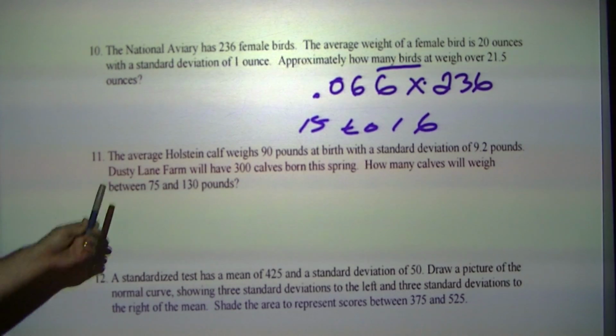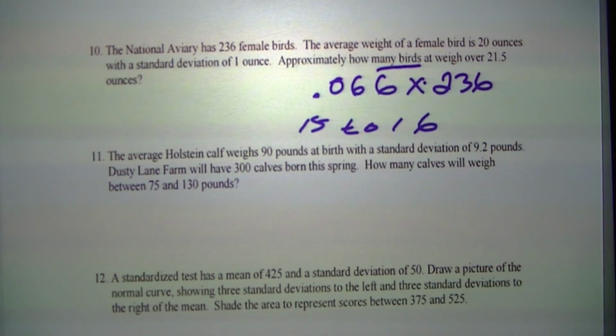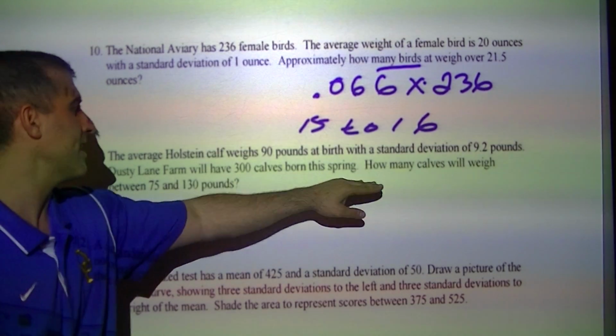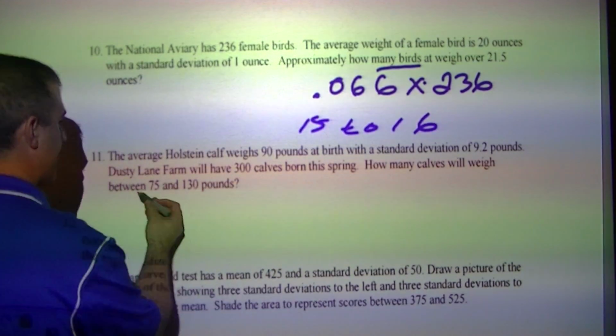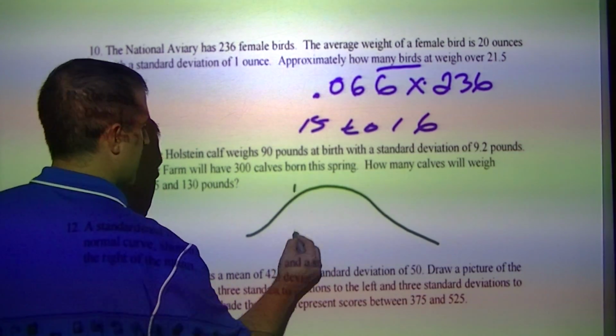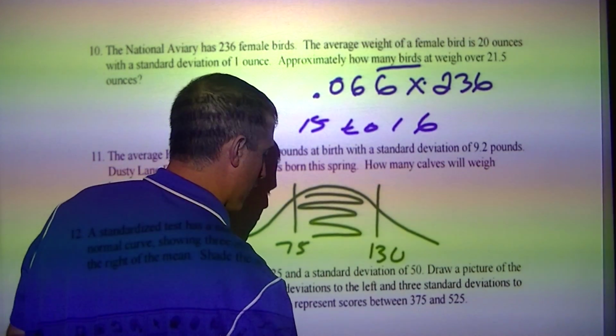It says the average calf weighs 90 pounds at birth with a standard deviation of 9.2. Dusty Lane Farm will have 300 calves. How many calves will we weigh between 75 and 130? So the idea here is 75 to 130. Here is what I want. I want that interior part.